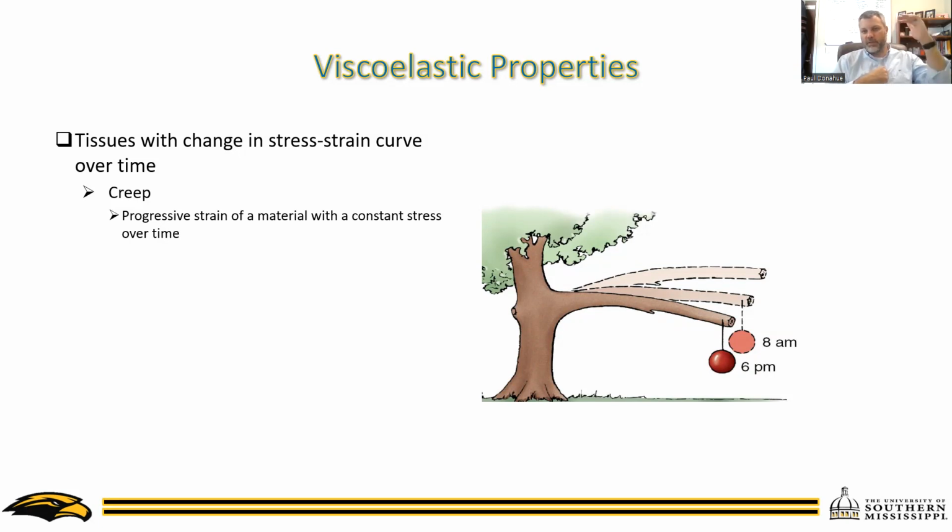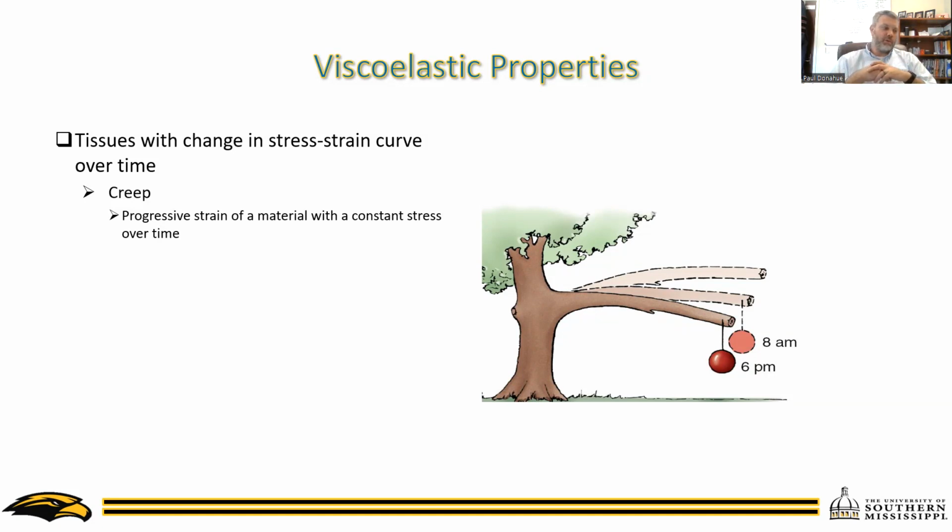And if we do that every single day, the branch is going to maybe drop down a little further, but its rebound effect isn't going to be as high. Now, if we were to leave that weight on there for, let's say, 3 days or a week, we'd get a different change. When we took it off, maybe it doesn't go up at all. And so this is the same idea as what happens with our tissues.